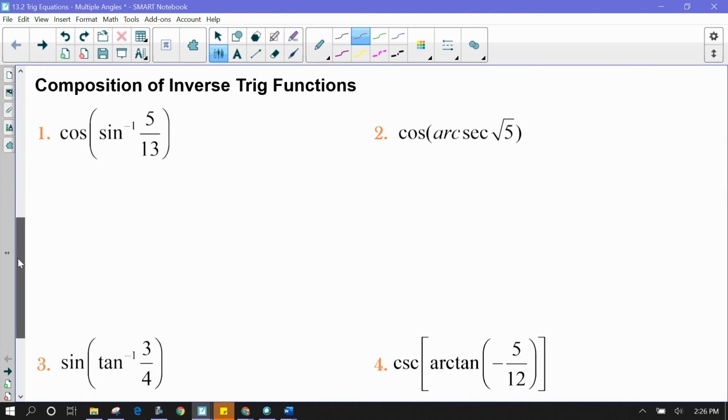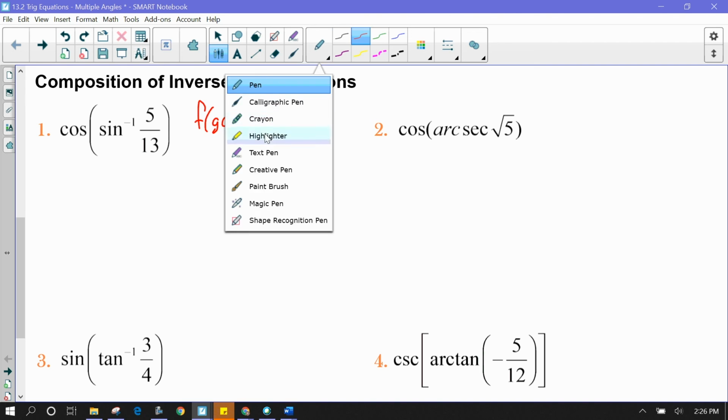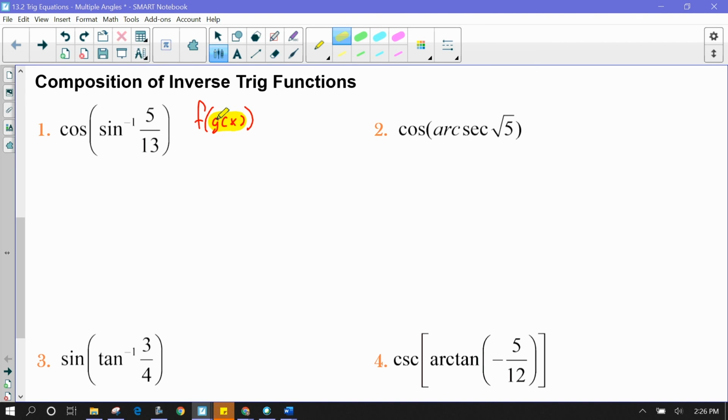So I see here for the first problem that I have the inverse sine of 5 over 13, and all of that is inside of this cosine function. So the first thing I'm going to remember is it's kind of like when you're doing a normal composition of functions. If you remember back to Unit 1, you do the innermost function first. So I'm going to work on finding this part first, and then I'll use that to help me find the outer part next. But start on the inside first.